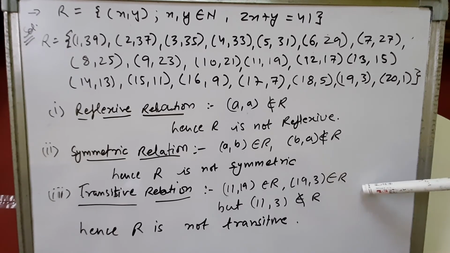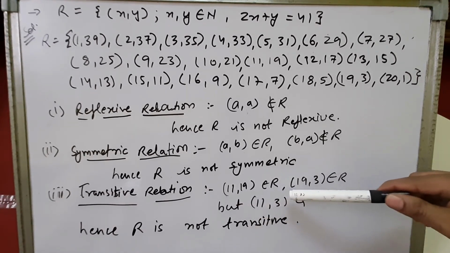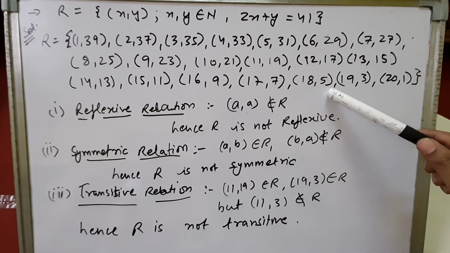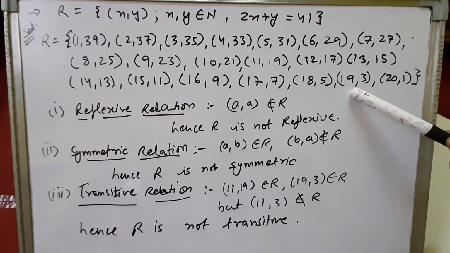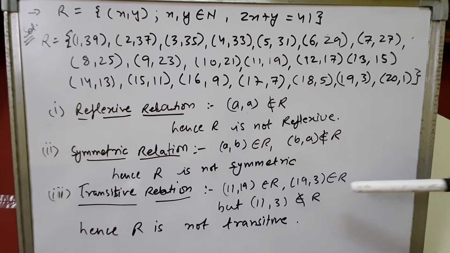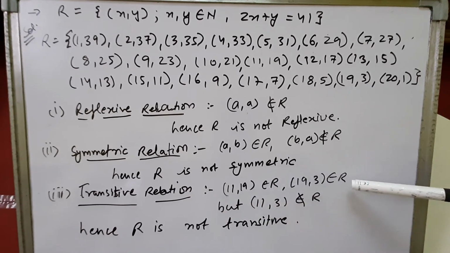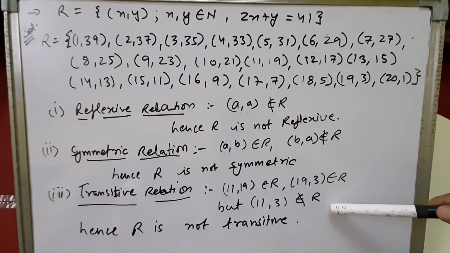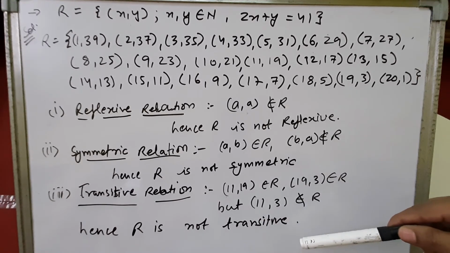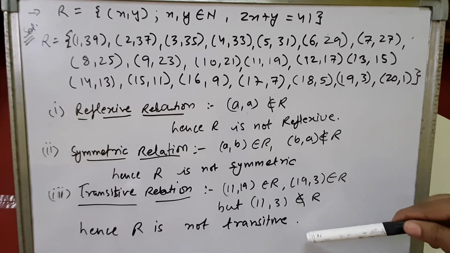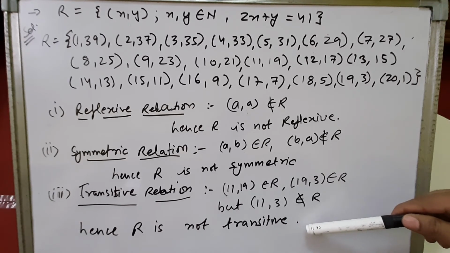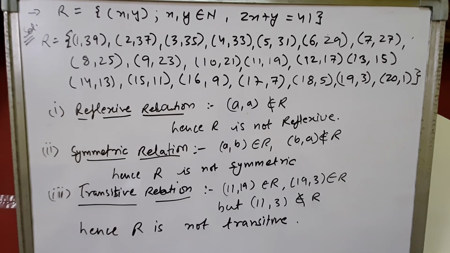Last is the transitive relation. Here we can see that (11, 19) is in the ordered pairs, and (19, 3) is also there. (19, 3) also belongs to R, but (11, 3) does not belong to R. So (a, b) belongs to R, (b, c) belongs to R, but (a, c) does not belong to R. If (a, c) belongs to R, then R is transitive. If (a, c) does not belong to R, then R is not transitive. This way we can show whether the relation is reflexive, symmetric or transitive.